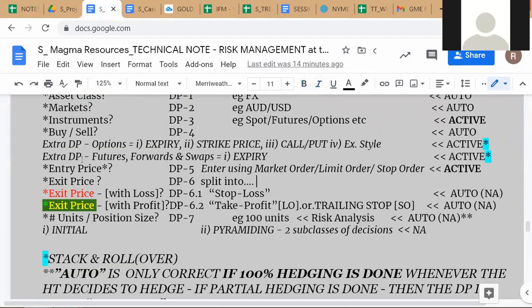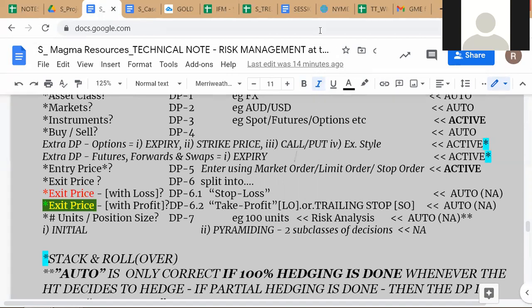The whole point of the stack and roll discussion is that it comes in the context of the buy-sell decision. We are expanding on the DP4 buy-sell decision. When you're trading certain types of contracts, there are additional decision problems related to these factors: expiry, strike price, call or put, style of exercise. In the case of futures, we are talking about expiry. And expiry is an actively solved decision problem, because you have a choice.